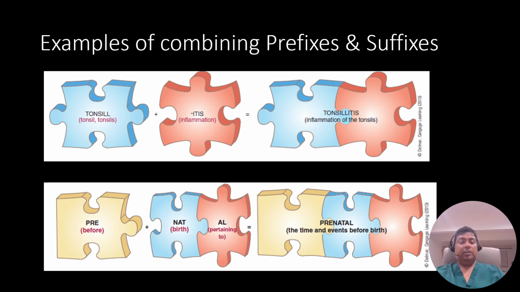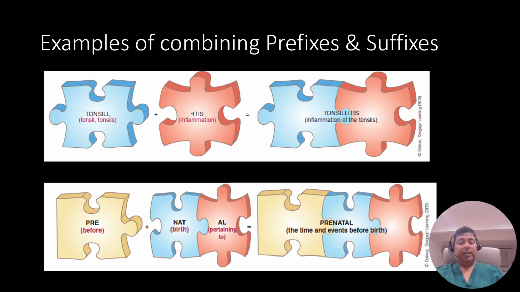Here are examples of combining prefixes and suffixes. Tonsils are the glands in the back of your throat. Itis is a suffix meaning inflammation. Combine them, tonsillitis is inflammation of the glands in the back of your throat.